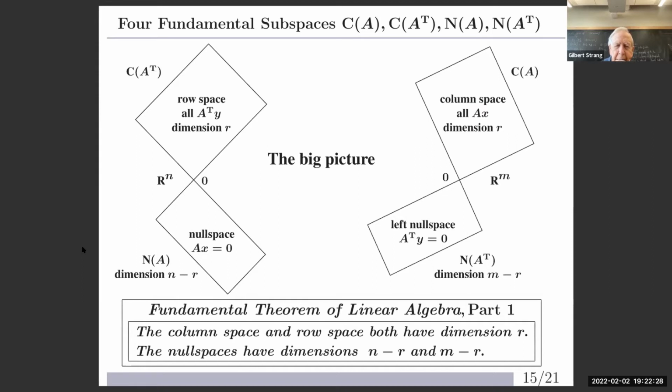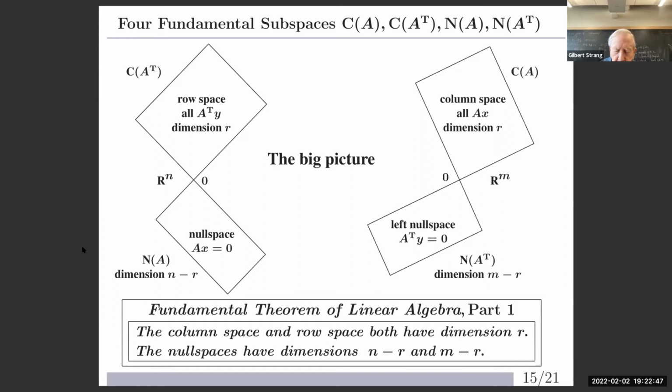And the matrix A is behind everything. The matrix A is behind everything. This is the big picture of a matrix.